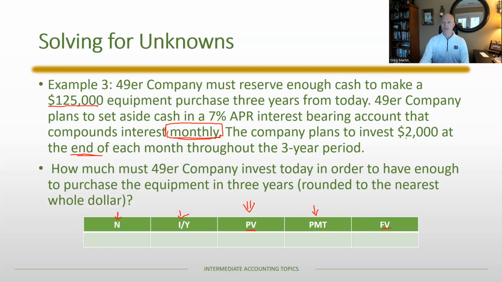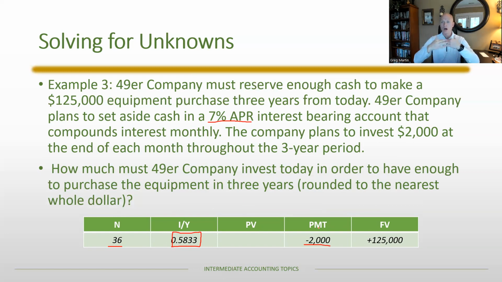All right, so we know that they are making the $2,000 payments at the end of each month. And so this is an ordinary annuity, so I don't have to change any settings on my calculator, just make sure that it's set to end. Now when I start putting the information in, I know that 3 years is 36 months. 7% APR divided by 12 means I have a monthly interest rate of 0.5833. I'm making monthly payments, so I'm putting money into the account, and my hope is to withdraw $125,000 at the end of 36 months. So I hope to get out of that account $125,000.